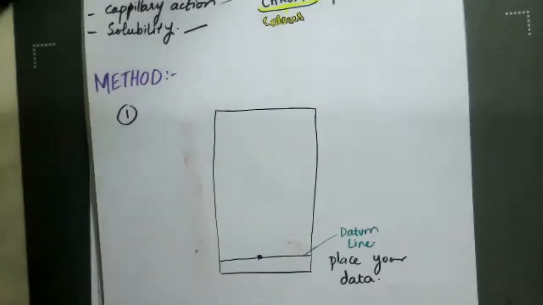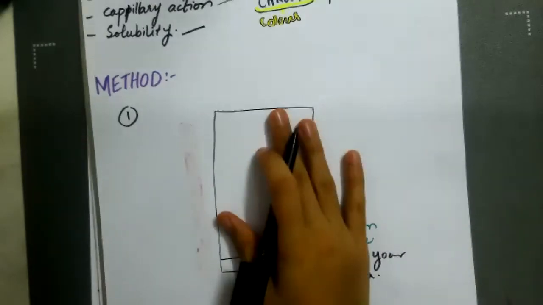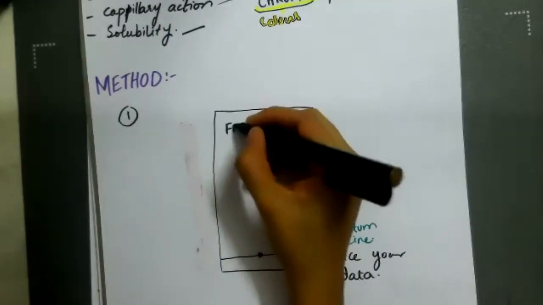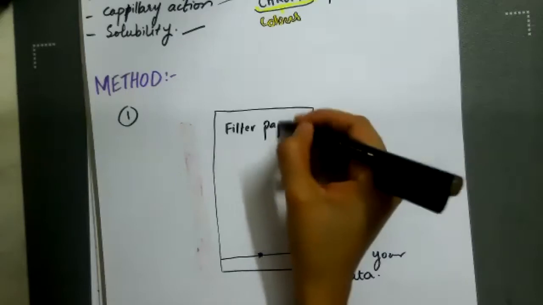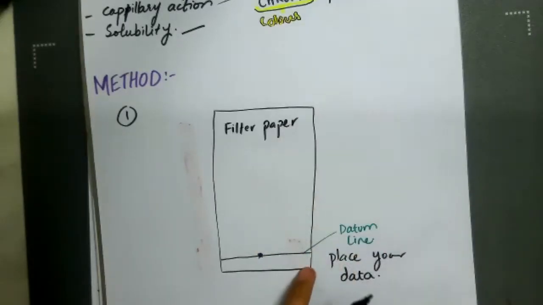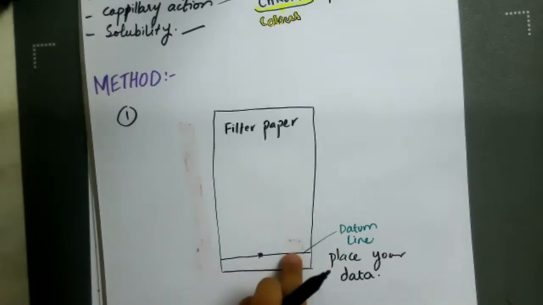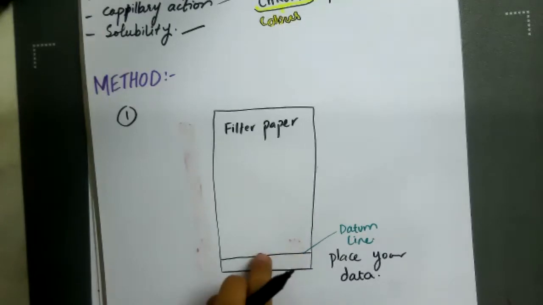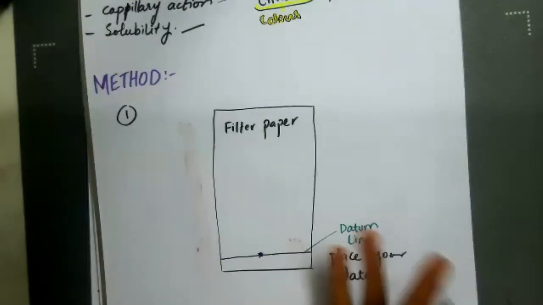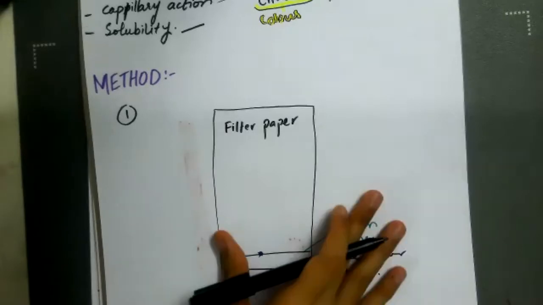First of all, we're going to take a filter paper. This is the filter paper, and I'm going to draw a pencil line about 1 or 2 inches above the base of the filter paper. This is the datum line. Why? Because we place our data on this. The data is the information that we already have.